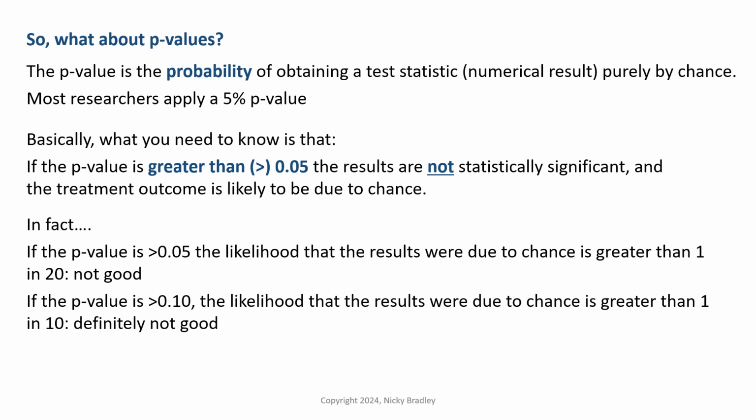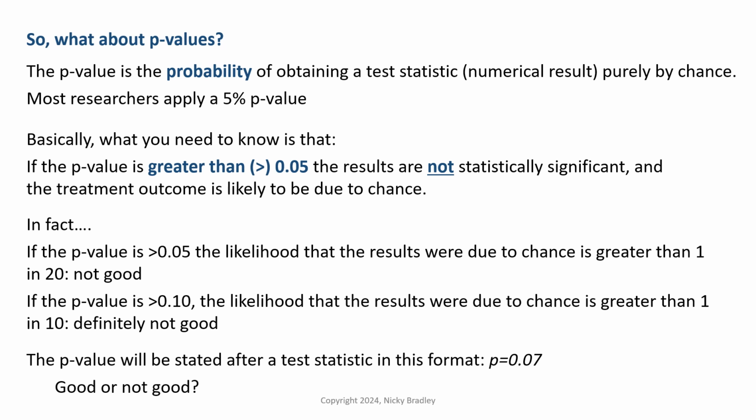If the p-value is greater than 0.10, the likelihood that the results were due to chance is greater than 1 in 10. So that's really definitely not good. The p-value you will see stated after a test statistic that it relates to in the format of p equals whatever the figure is, 0 point something. So if we've got 0.07, is that good or not good? Is it greater than 0.05? It is, isn't it? So therefore, the results that that's attached to are not statistically significant. There is an unacceptable risk that that statistic was due to chance.